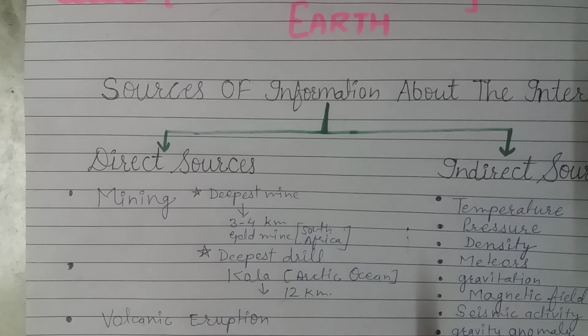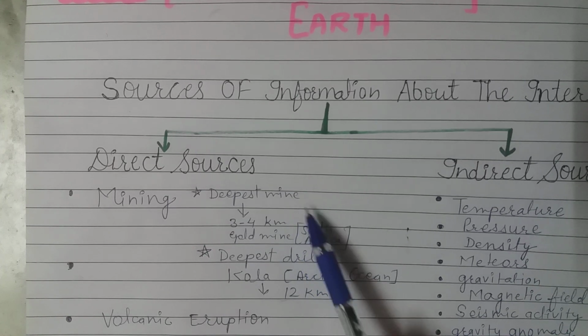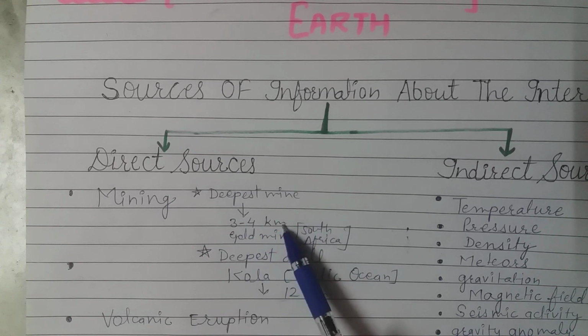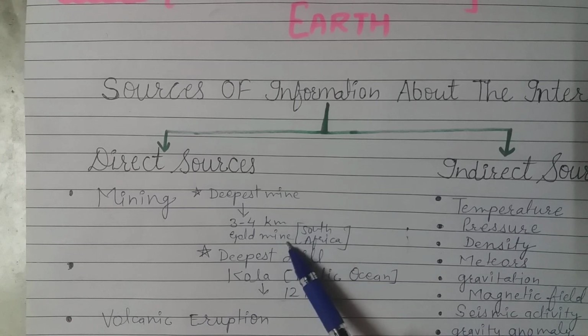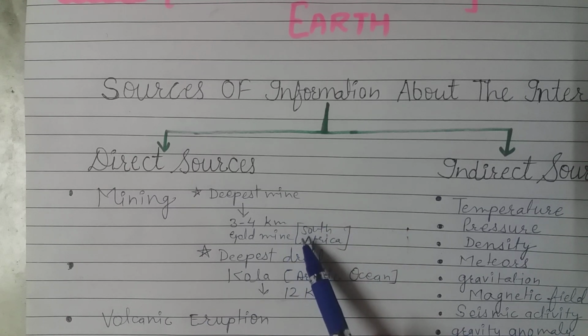Mining. The most easily available solid Earth material is surface rock, which we get from mining areas. The gold mines in South Africa are the deepest mines, about 3 to 4 kilometers deep. Going beyond this depth is not possible as it is very hot at this depth.